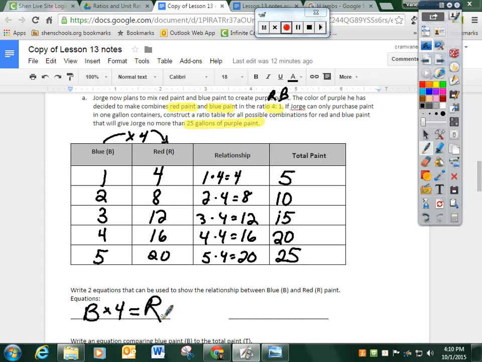Now think backwards. What do I do to this 20 to go down to 5? You're scaling it down, okay? You are doing division. So you can work backwards and do R divided by 4 equals B. Okay, beautiful. And I'm sure the next one is going to ask me to write an equation comparing the red to the total. 1 times 5 gives you 5. 2 times 5 gives you 10. 3 times 5, 15, so on and so forth.